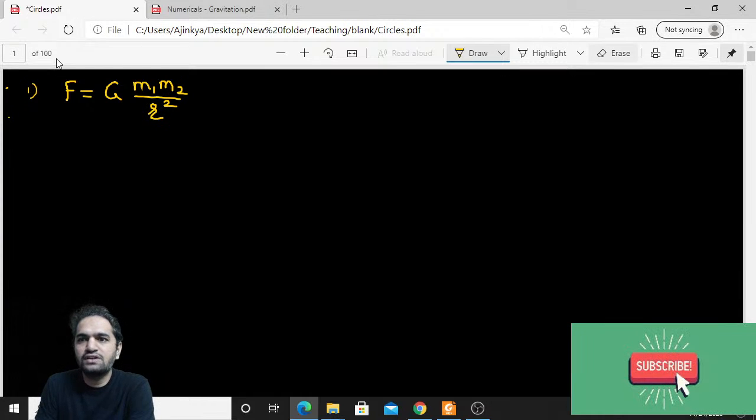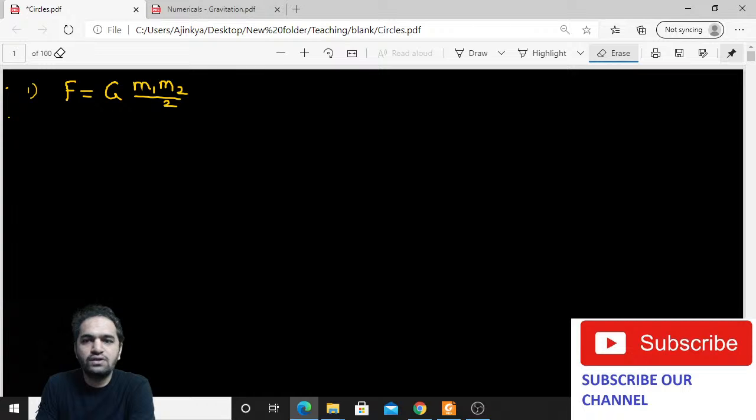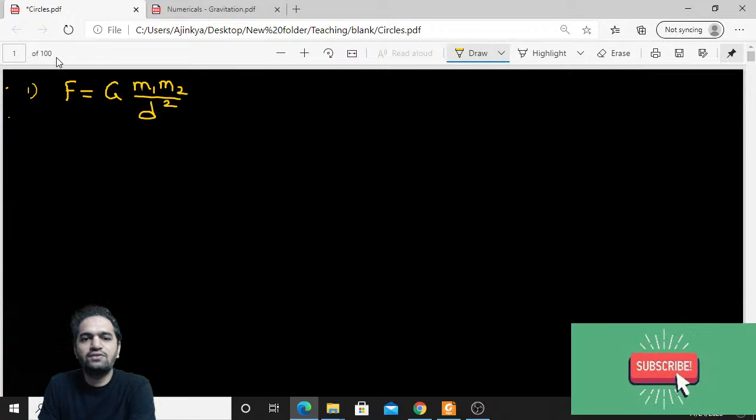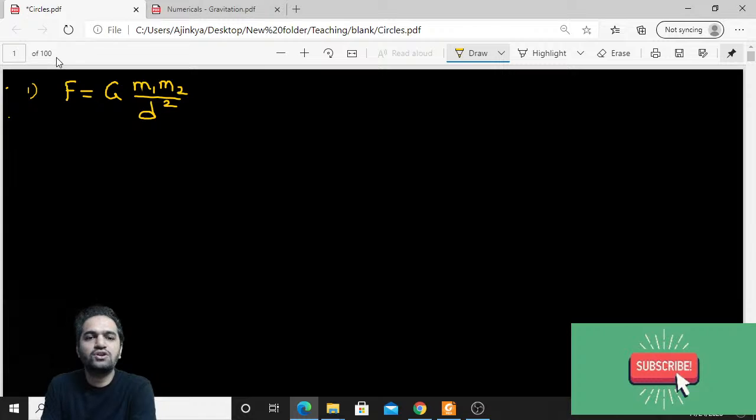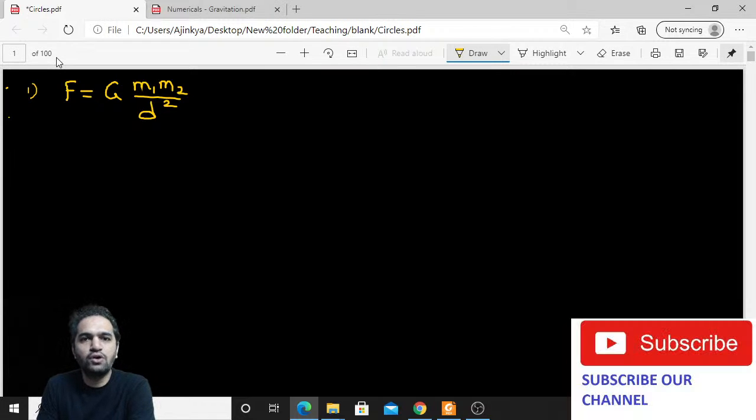For r square you can also write d square, which is technically the one given in the textbook. You can write either d square or r square, that is totally fine. So F is equal to capital G m1 m2 divided by d square. If you are talking about the force between two bodies, this is the force which is required.